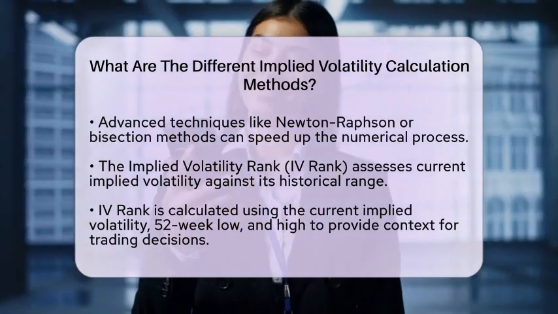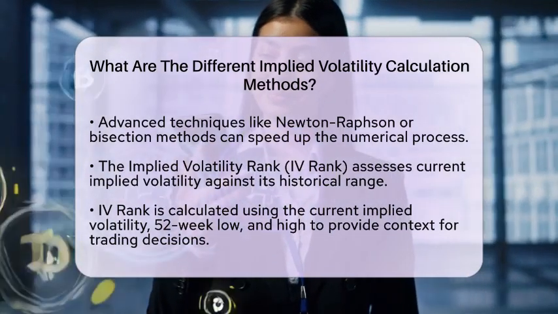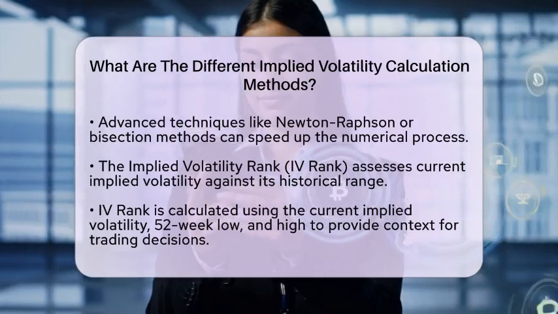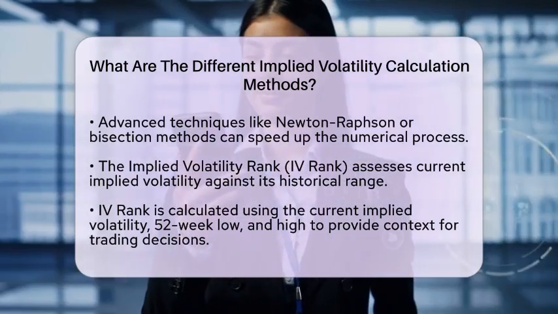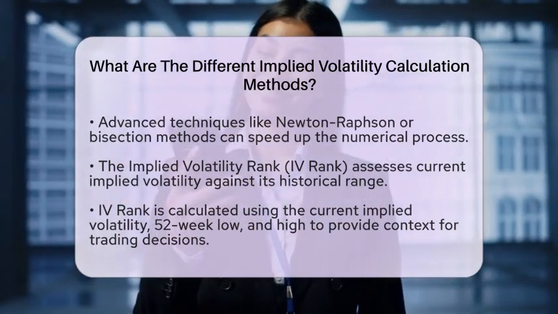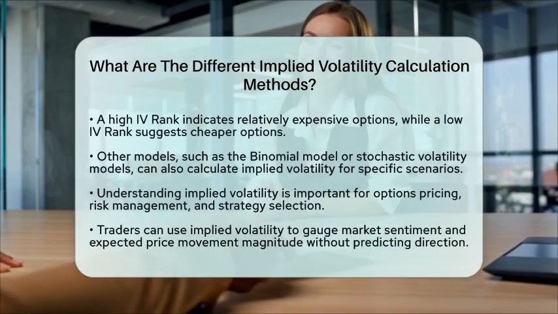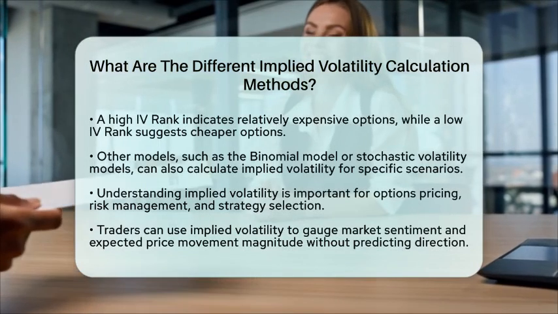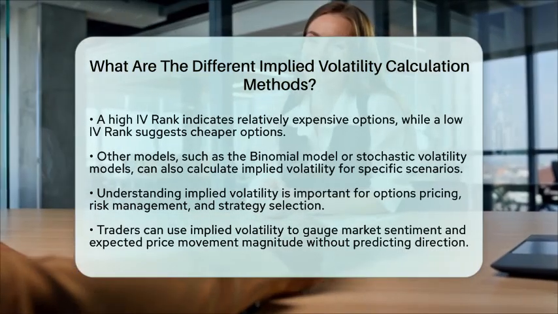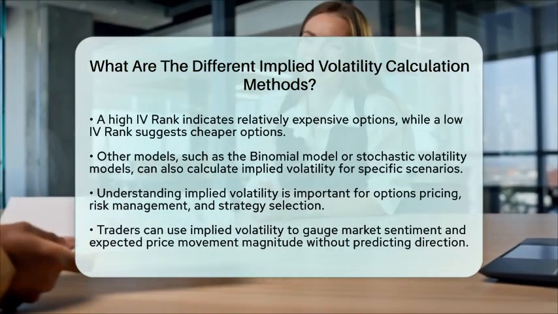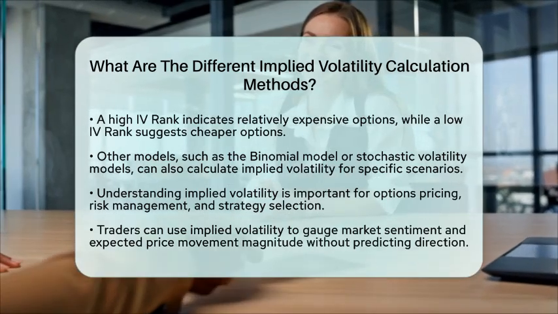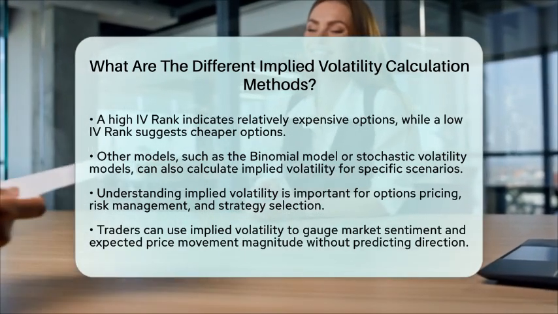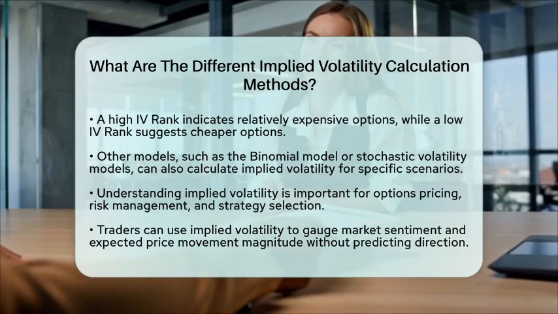Lastly, while the Black-Scholes model is the most widely used, there are other models like the Binomial model or stochastic volatility models. These can also be used to calculate implied volatility, especially for American options or in situations where the assumptions of the Black-Scholes model do not hold perfectly. These models similarly use market prices and input parameters to derive implied volatility.